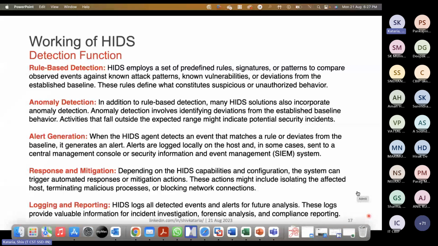Sometimes this logging is useful for doing analysis several months later as well. We might want to correlate, okay, this particular thing is happening today. Is there a precedent of this particular kind of activity in the past as well? So logging can be helpful in forensic analysis.